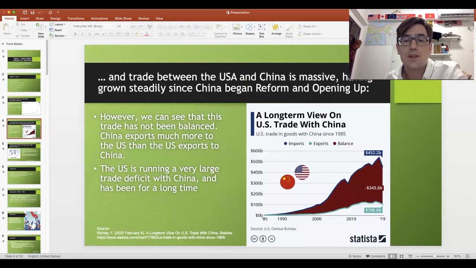Trade between the United States and China is massive, having grown steadily since China began reform and opening up. However, we can see this trade is not evenly balanced. China exports much more to the US than the US exports to China.